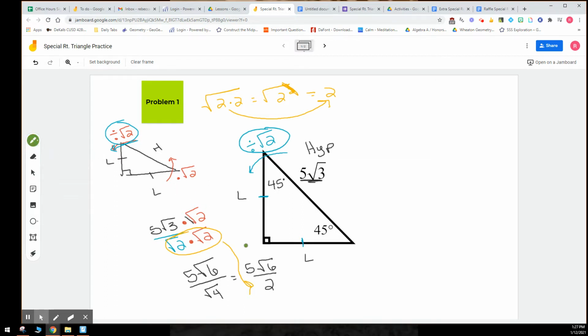Once we're here, the one thing you do have to do is double check that the outside numbers don't simplify, kind of like a fraction. So 5 over 2, I ask myself, does that simplify? It does not for this problem, so I won't simplify it. If it did, I would simplify it and leave square root 6 on top. Okay, so this one doesn't change at all. So 5 square root 6 over 2 is my answer for the legs.